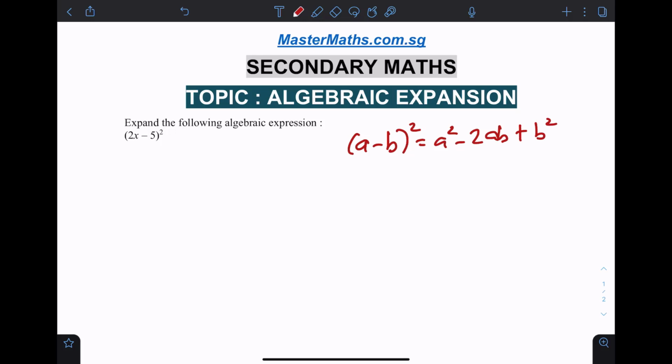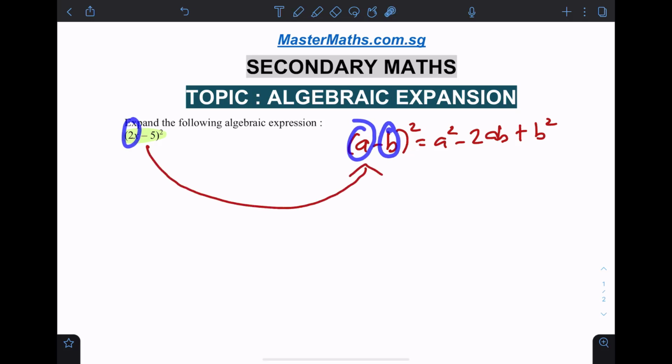So this is very, very similar, right? As you can see, (2x − 5)² is basically what we have here. Okay, the a value is 2x, the b value is 5. There's a minus sign in between as well. So we just need to apply the formula.